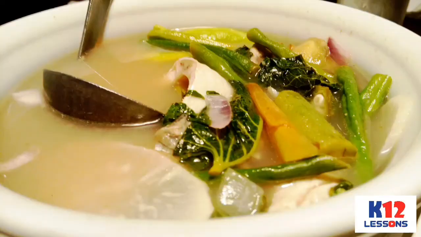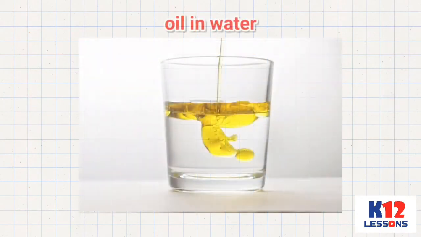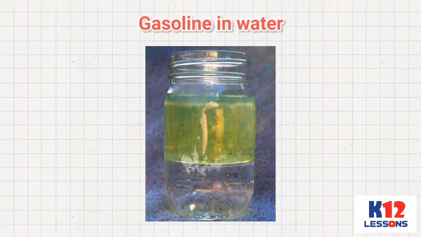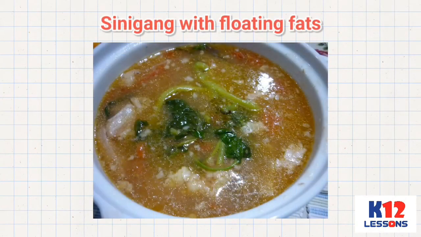The fats that float in your sinigang could be removed by decantation or scooping. Some of the mixtures that can be separated by decantation are the following: oil in water, gasoline in water, sinigang with floating fats, mud and water.